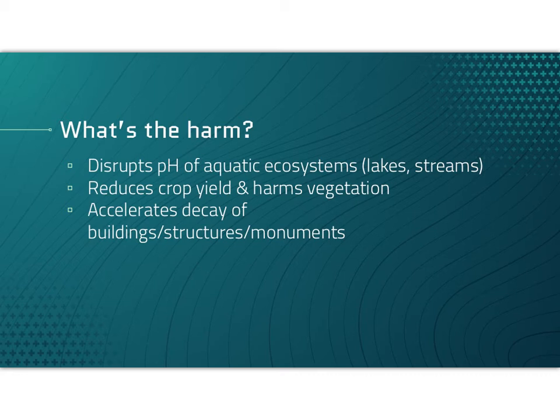In that same way, things don't want to grow in acidic conditions, so it'll reduce the yield of a crop and harm the vegetation. We may start to lose plant species because of acid rain, if they have a narrow pH niche they can thrive in. The last one is that it accelerates the decay of building structures and monuments. A lot of older sculptures are being eroded over time by acid rain and acid buildup in our ecosystems.